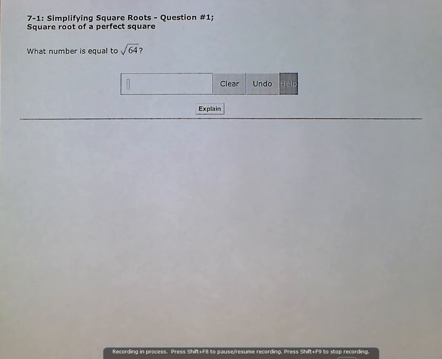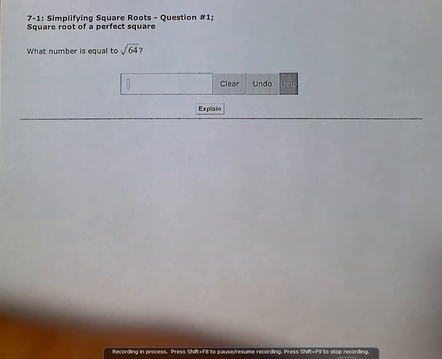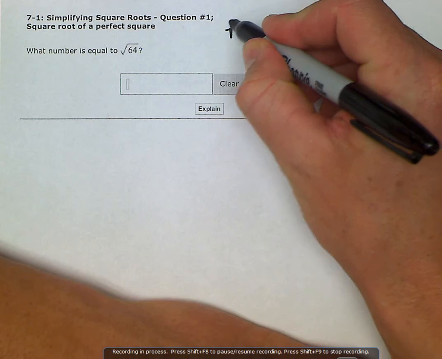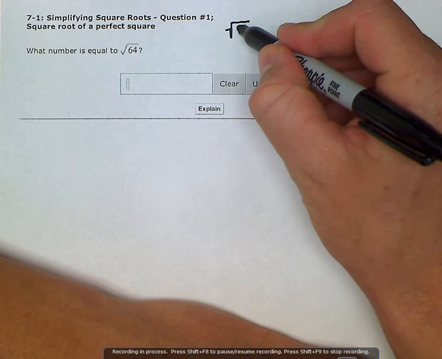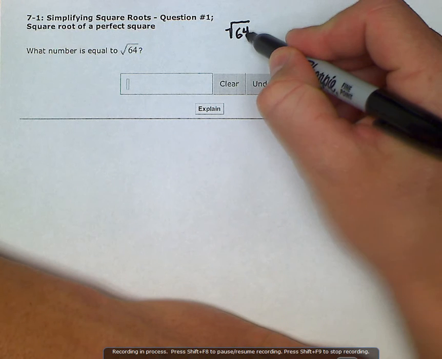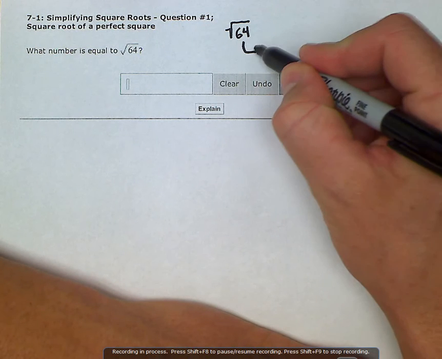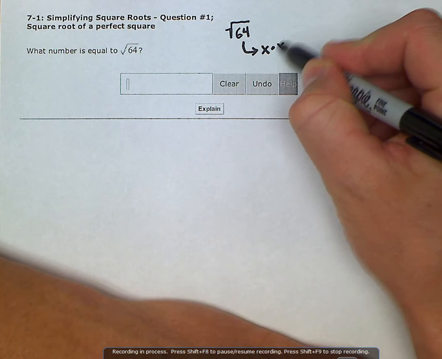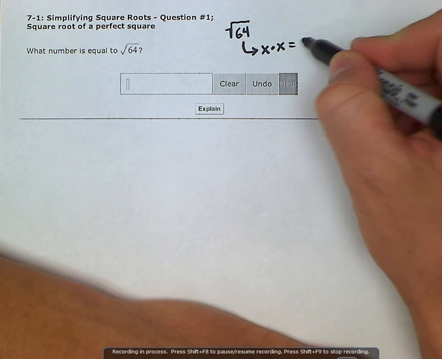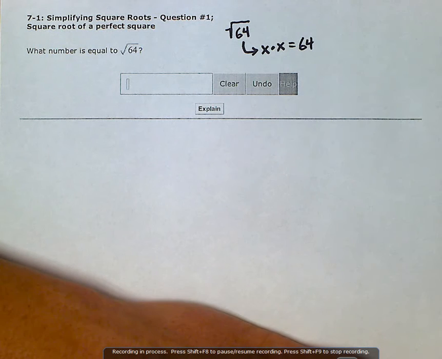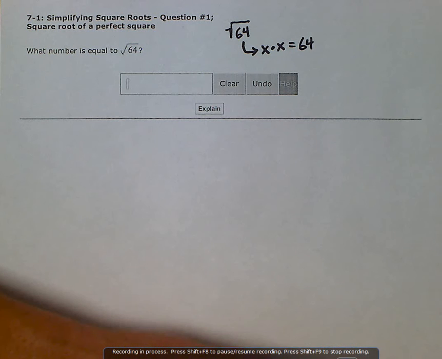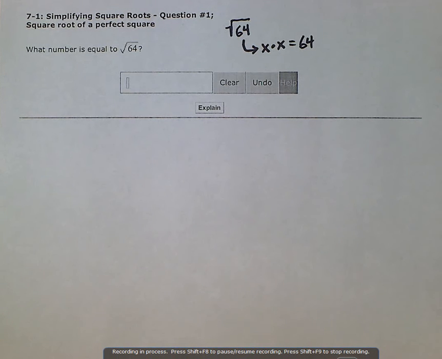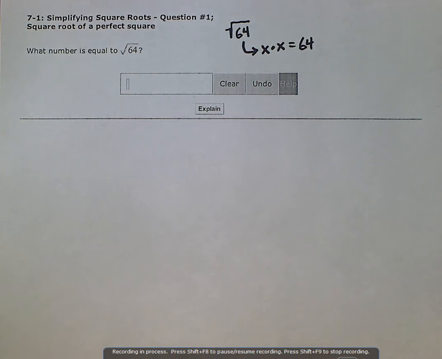So the square root is simply asking for, here we have our radical, and underneath we have the radicand, or the number that we're trying to figure out what number, when multiplied by itself, is equal to this number under the radical. And when it's a perfect square, it means that the square root, or this number here, x, is going to be a natural number.